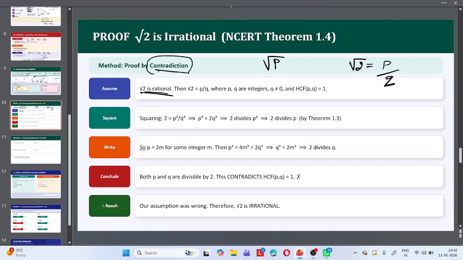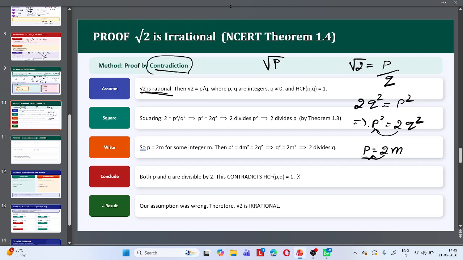You need to assume that. So squaring on both sides and rearranging, we get 2q square equal to p square. This is p square equal to 2q square. Right? Here 2 divides p square. It means 2 also divides p. Already we have seen one theorem, that if p divides a square, then p also divides a, right? So 2 divides p. It means how do we write? p equal to 2m, taking m as some integer. Okay?